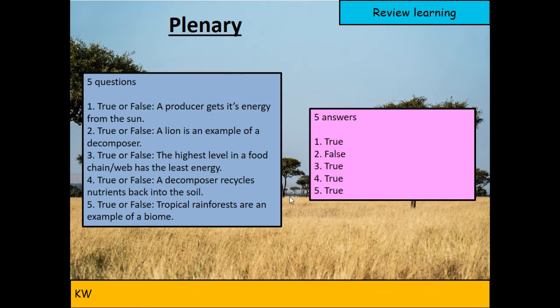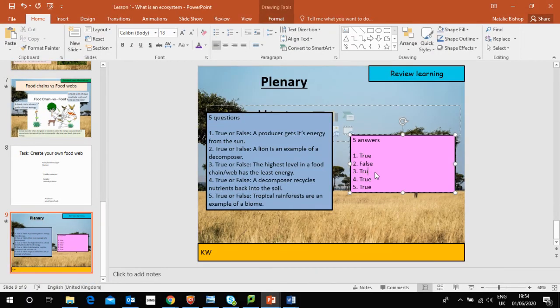So these are the answers. So 1, true. Yes, a producer does get its energy from the sun. 2, no, a lion is not a decomposer. It is a consumer. 3, the highest level in a food chain has the least amount of energy. True. That should be false. It has the most amount of energy. I think I mistyped that one. Oh, false.